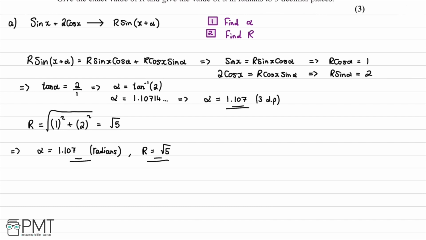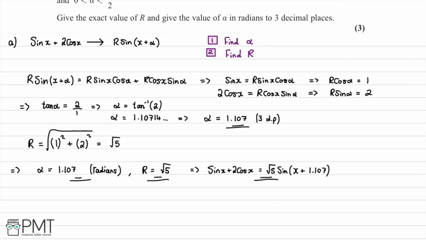Just to complete this question fully, we don't have to do this, but we're just going to write out a further conclusion that sine x plus 2 cos x is going to be equal to root 5 multiplied by sine of x plus alpha, where alpha is 1.107. And there we have completed the question. This question was worth 3 marks.